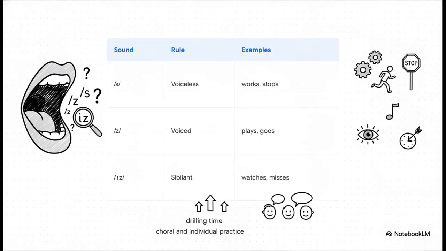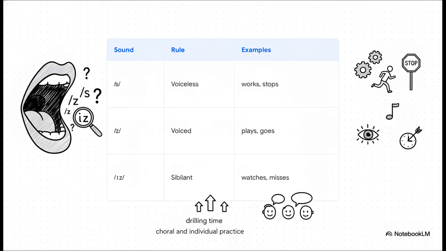But hey, form isn't just spelling, right? It's also pronunciation. Look at this breakdown. A lot of learners actually know the spelling rule, but they completely drop the pronunciation in speech. You absolutely must dedicate real drilling time to these 3 endings. Model each category, write verbs up on the board, and have students sort them into the voiceless S, the voiced Z, and especially that really tricky sibilant iz sound, like in watches or misses.